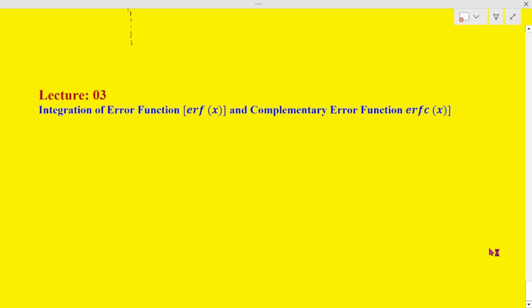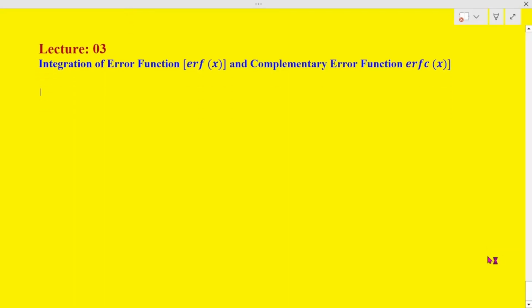So in this class we are going to discuss first the integration of error function, then we are going to go for integration of complementary error function. Okay, first we are going to discuss integration of error function. Here I am writing: find the integration of error function, that is erf x. That means we have to evaluate the integral from 0 to t of error function of ax dx. What will be the value?